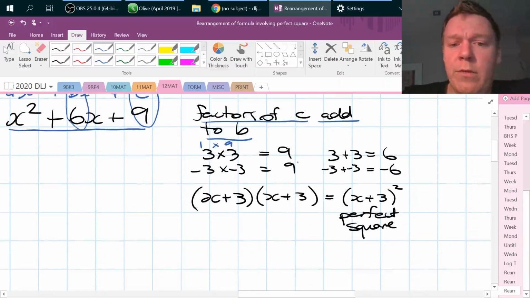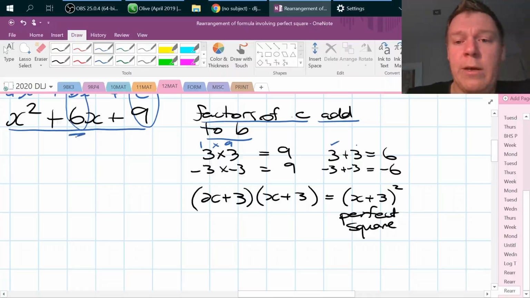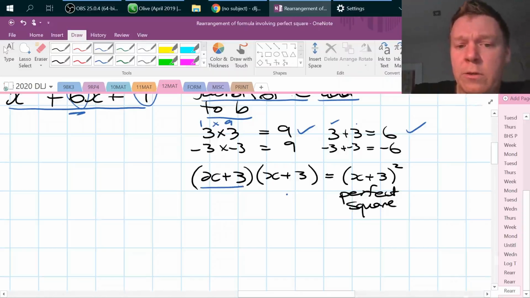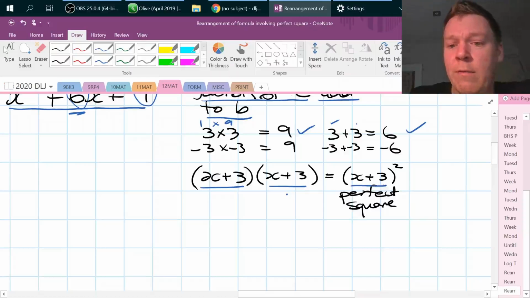So 3 times 3 is 9, but also 3 plus 3 is 6, which is what we were trying to find over here. So actually the set of factors that we want are 3 and 3, not negative 3 and negative 3. Sometimes you do get negatives, and there's a question later on that'll show that. So when you've got two brackets that are the same, you can essentially rewrite it as x plus 3 in brackets squared.